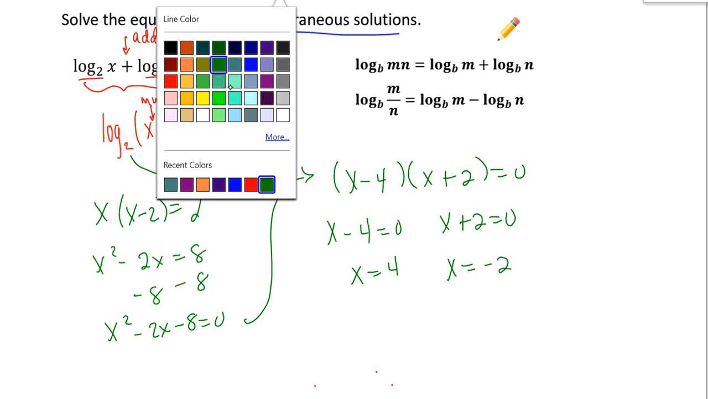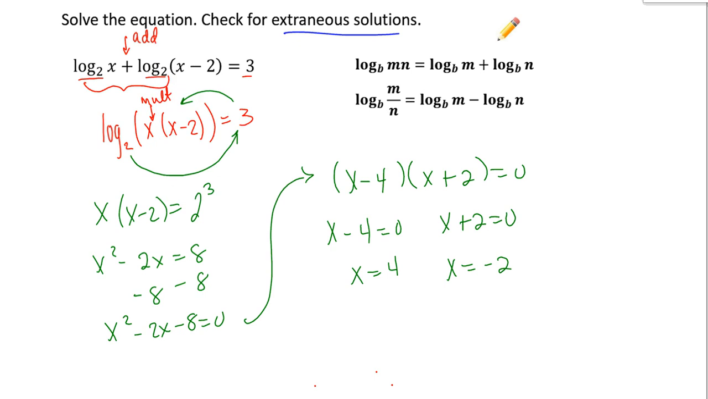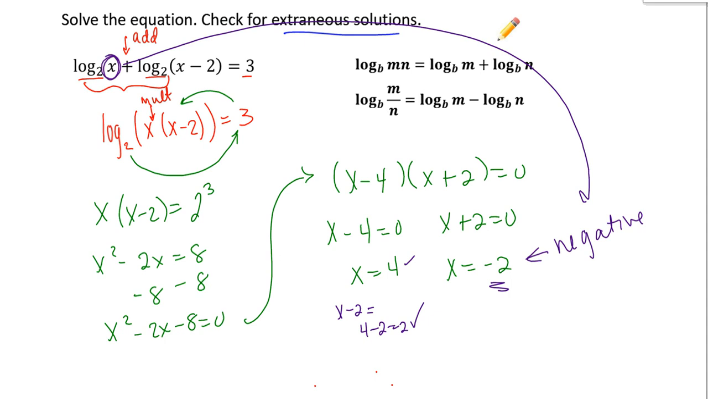Now let's check. Can I have 4 for an answer? Well, this one just says x. That one's okay. Check. This one says x minus 2. 4 minus 2 equals 2. That one's okay. It's positive. Okay, this one on the right, x equals negative 2. Well, if that's the value here, that one does not work. It's negative. And since this is just x, it's an oh no no. Cross that one out. We'll say our final answer is x equals 4. And that's it.